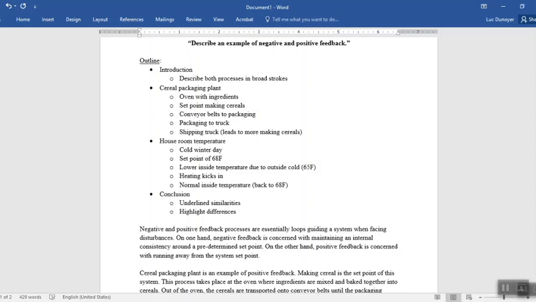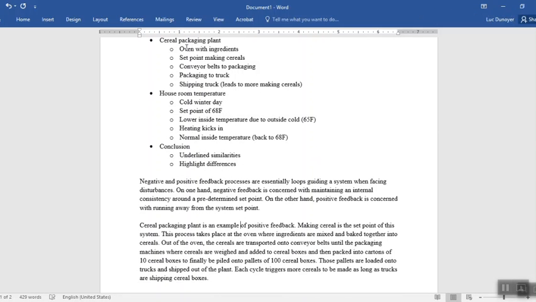So now your introduction tells me what a negative feedback is and what a positive feedback is, in general broad terms. It's great. And so I can now move on to the next part. So I'm looking at the serial packaging plant. I make sure I have all the steps in my mind.